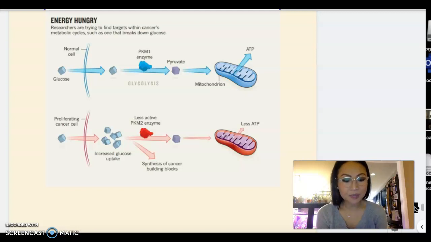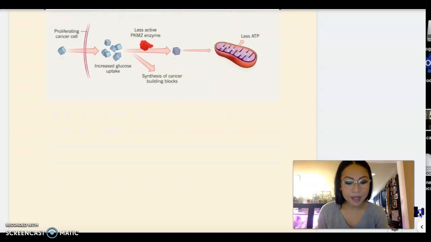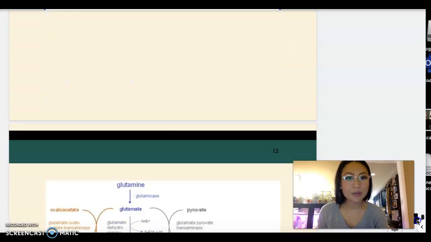PKM2, on the other hand, is more commonly expressed in cancer cells and is most common in a low catalytic activity dimeric form. The low catalytic activity results in an increase in glycolytic intermediates by diverting glycolytic intermediates to the pentose phosphate pathway and glycerol synthesis, resulting in the production of NADPH, thus providing materials needed for rapid cell proliferation.